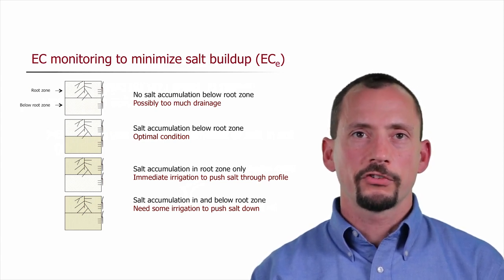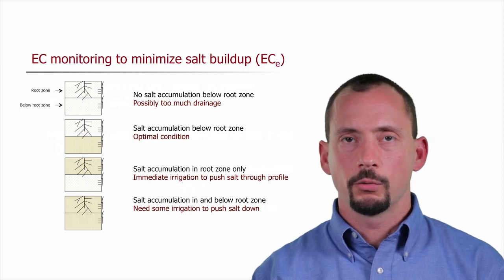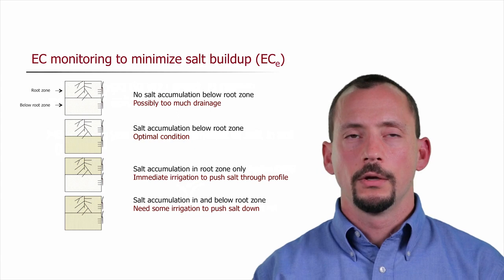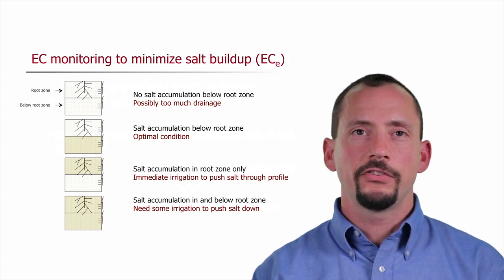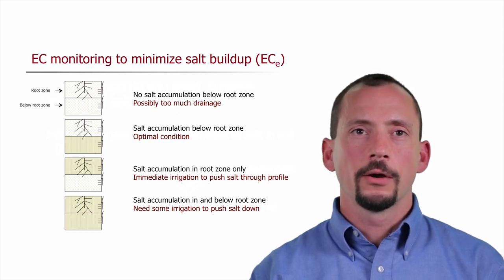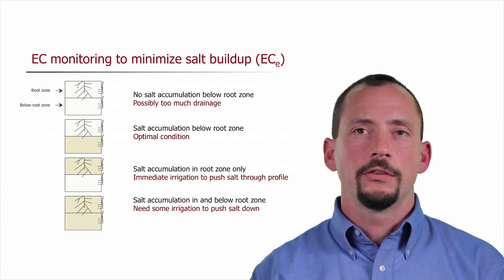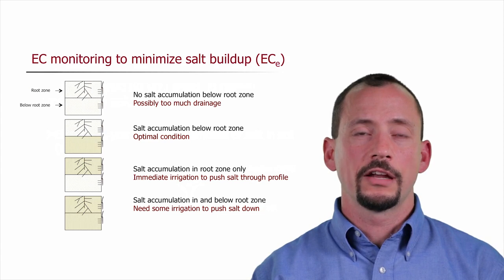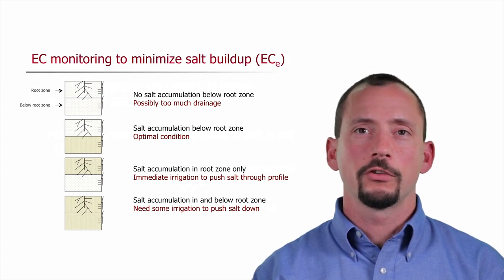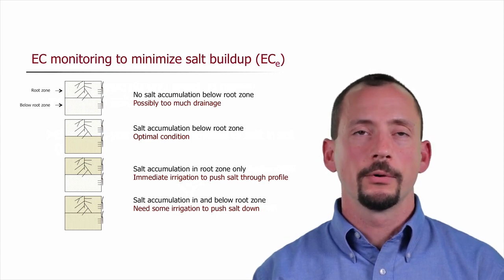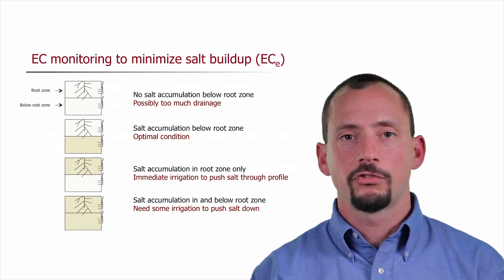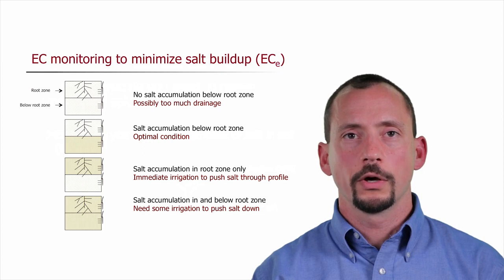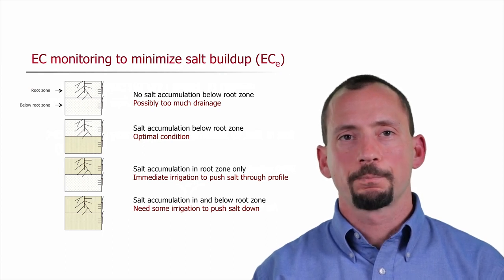In the first case, there's no salt accumulation below the root zone, which means that we're probably draining too much water through the soil. What you'd really like to have is the second condition, where the saturation extract EC, salt accumulation in the root zone, is non-existent, but you're starting to build up salts below the root zone. This means that you're doing a pretty good job of flushing the salt through the root zone to the below root zone regions where it's not causing any problems.